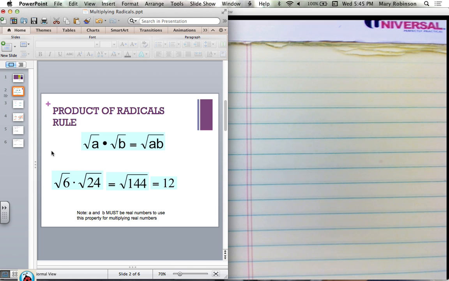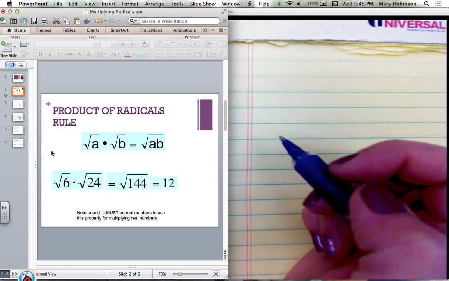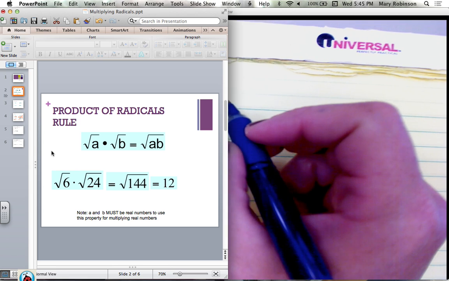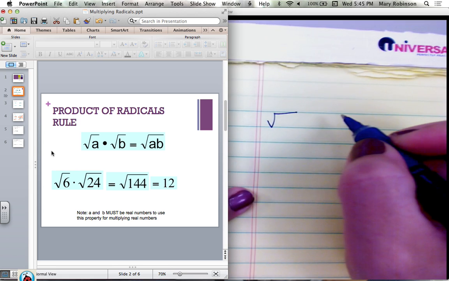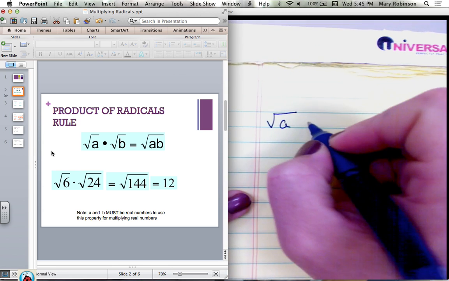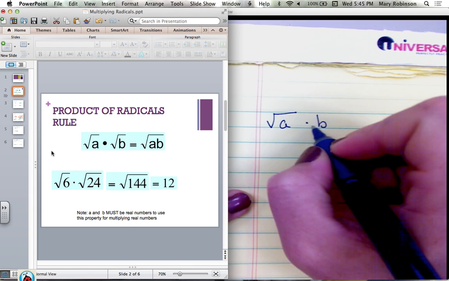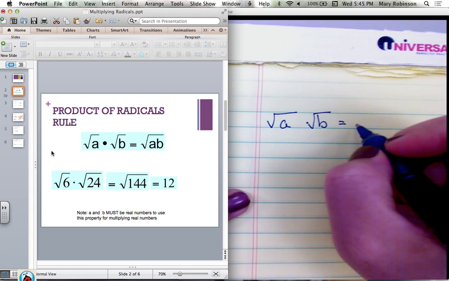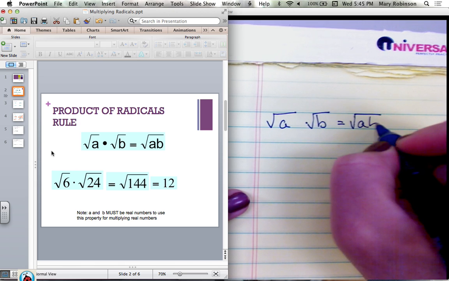So the first thing we need to understand about multiplying radicals is the product rule. The product rule basically says that you can multiply anything under a radical. So if I have the square root of a times the square root of b, that would be equal to the square root of ab.